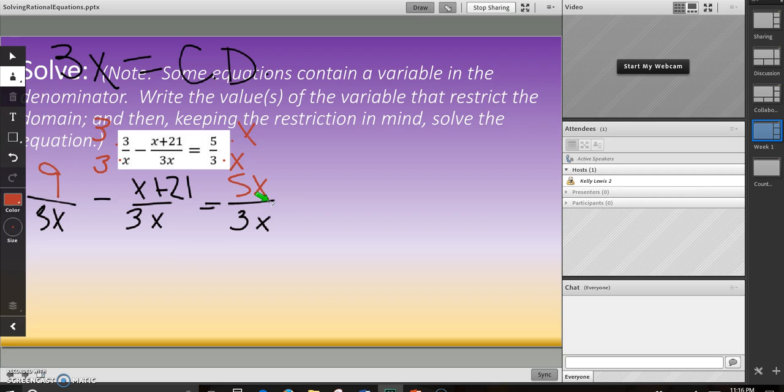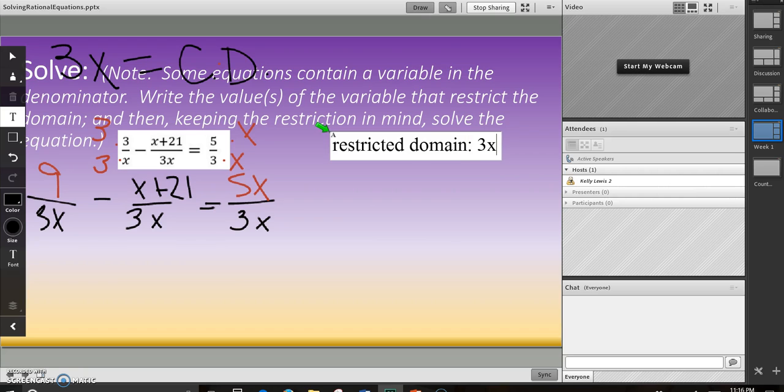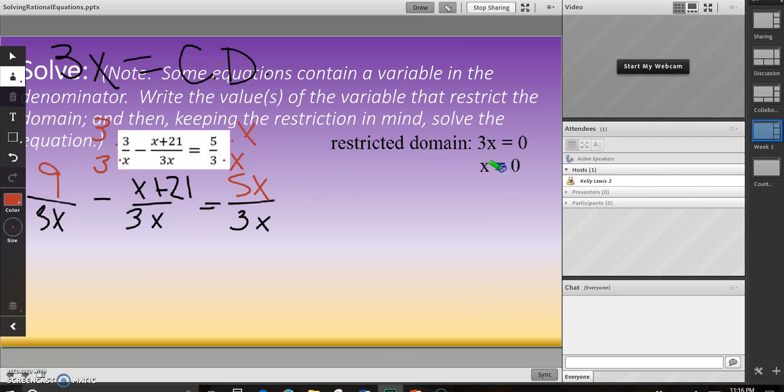When there's a variable in the denominator, we need to set the denominator equal to 0 and solve. So, restricted domain. Set the denominator, the common denominator, equal to 0 and solve. So 3x equals 0. If I divide everything by 3, 0 divided by 3 is 0. And so that means x can't equal 0.